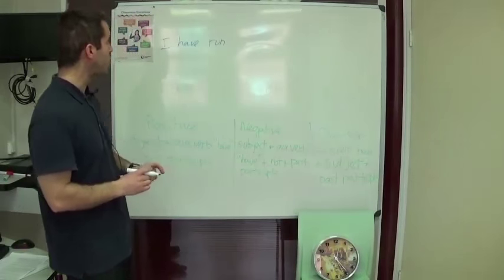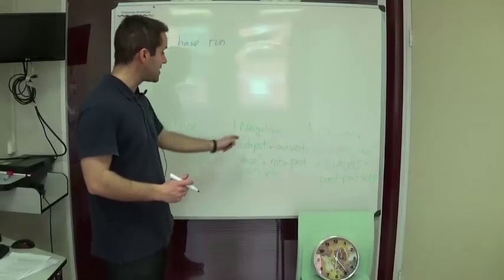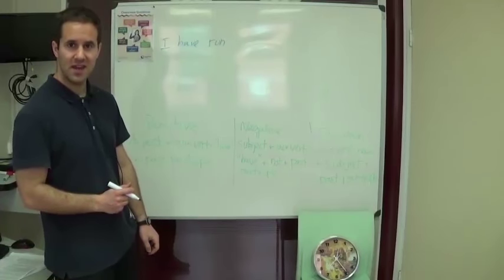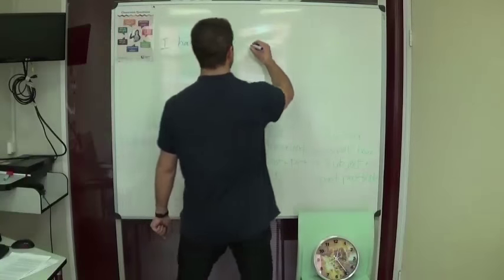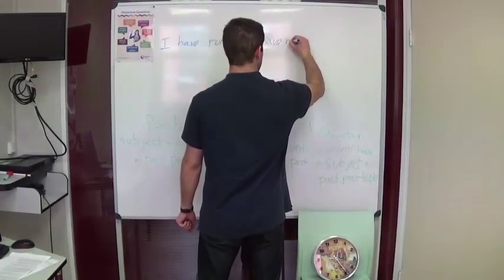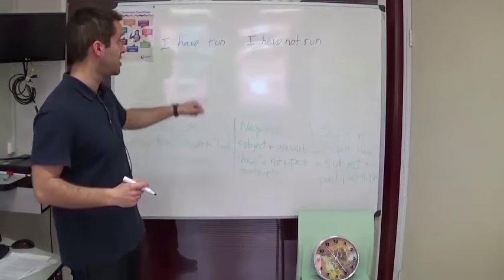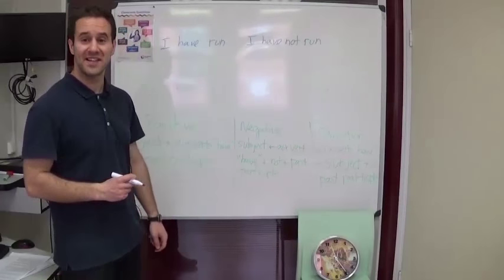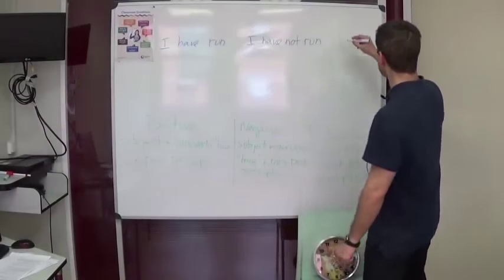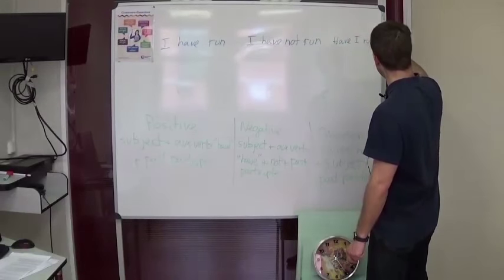Now, how could we possibly use this same sentence, but changing it into the negative form of the present perfect simple? Okay, very good. I have not run. Okay. And how would we make a question using this sentence? Have I run? Exactly. Have I run? Very good.